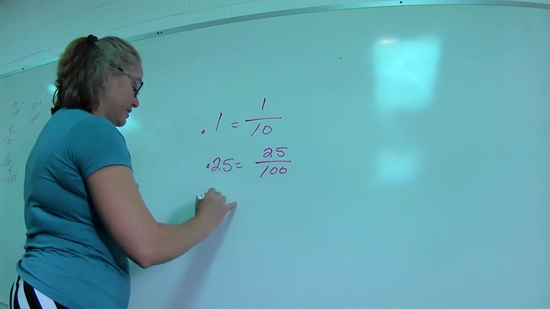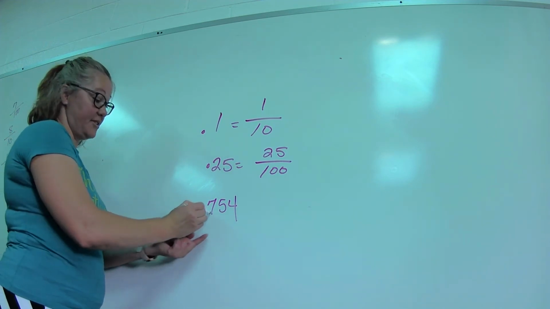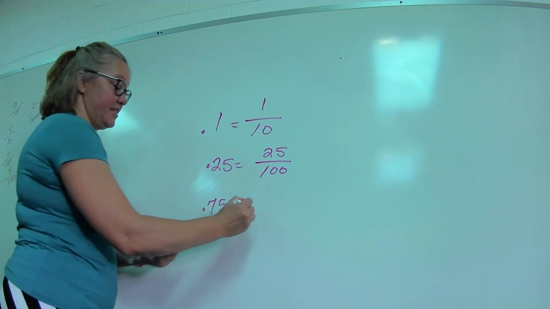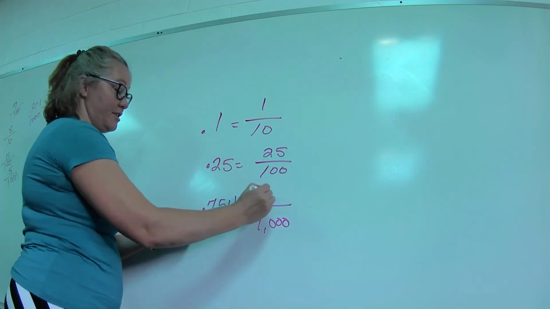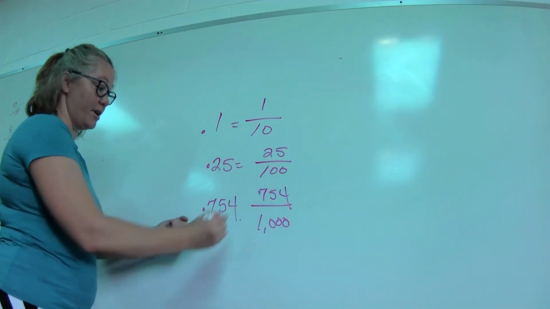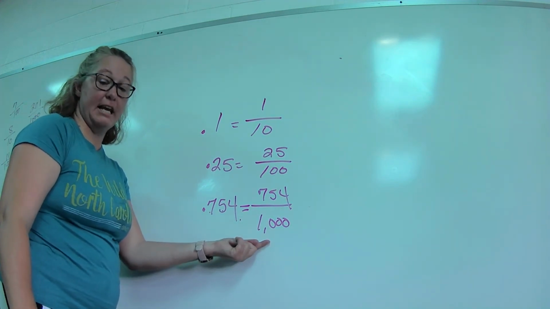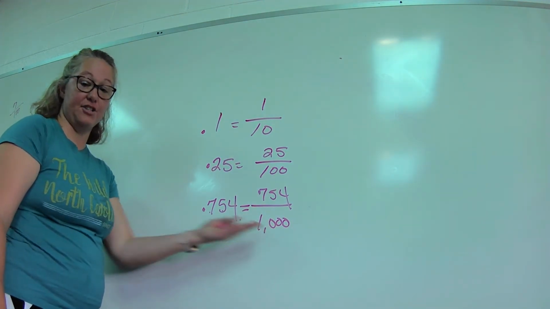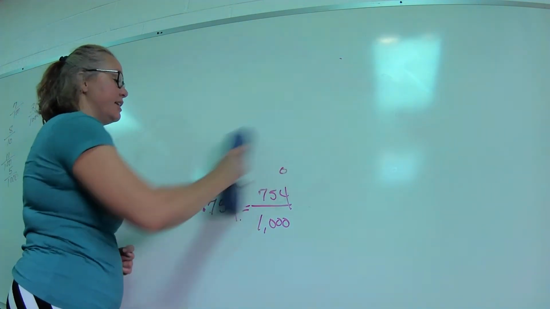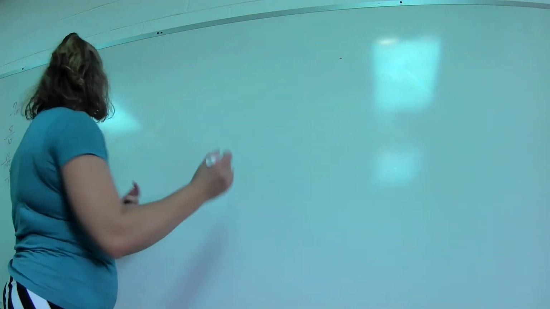If I have 0.754, tenths, hundredths, thousandths, and 754. So again, a decimal is just another way of writing a fraction. A decimal, fraction, fraction, decimal. You can go either way. You should be able to learn to do the fraction to the decimal and the decimal to the fraction.